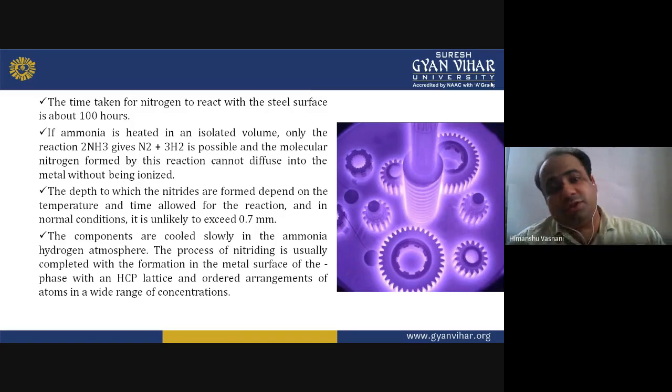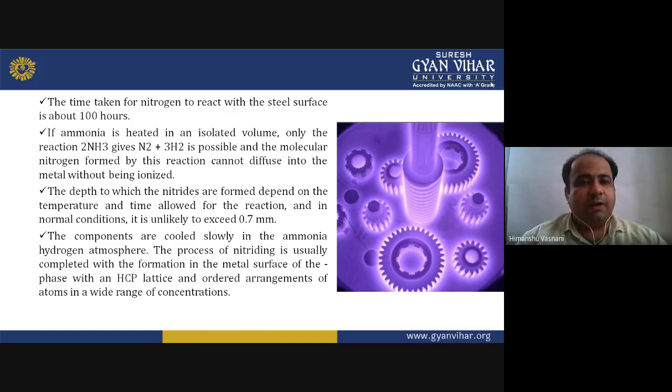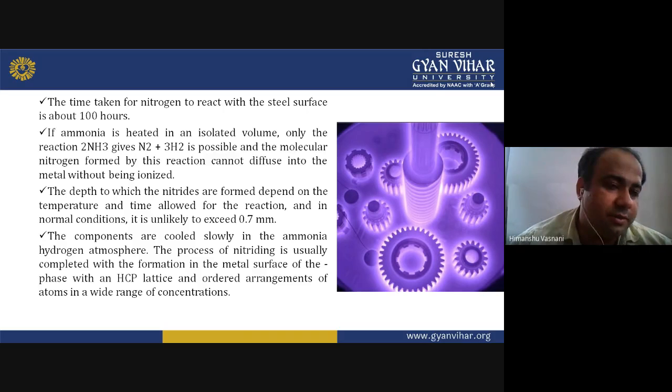The depth to which the nitrides are formed depends on the temperature and time allowed for the reaction, and under normal conditions is unlikely to exceed 0.7 mm. The depth to which these nitrides are formed depends on the time and temperature that you allow for this reaction.